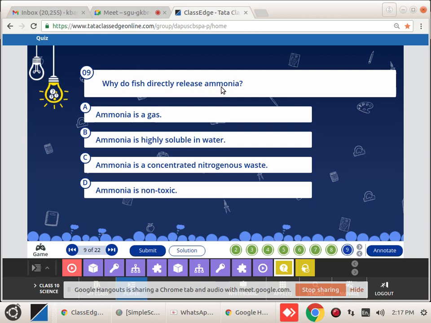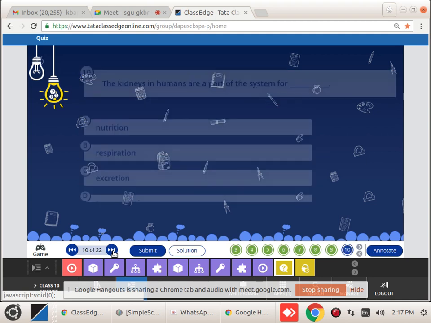Why do fish directly release ammonia? Fishes directly release ammonia. Ammonia is a gas. Ammonia is highly soluble in water. Fishes remain in water, isn't it? That's simple logic. Ammonia is a concentrated nitrogenous waste. This may also be the answer. Ammonia is non-toxic will never be the answer. Ammonia is highly soluble in water. Let me see. Yes, ammonia is highly soluble in water. Because if we are talking about any of the aquatic animals, they are ammonotelic, isn't it? Ammonotelic, that means they release ammonia.